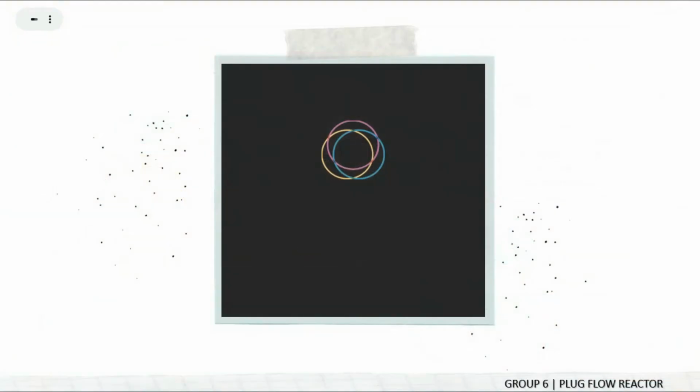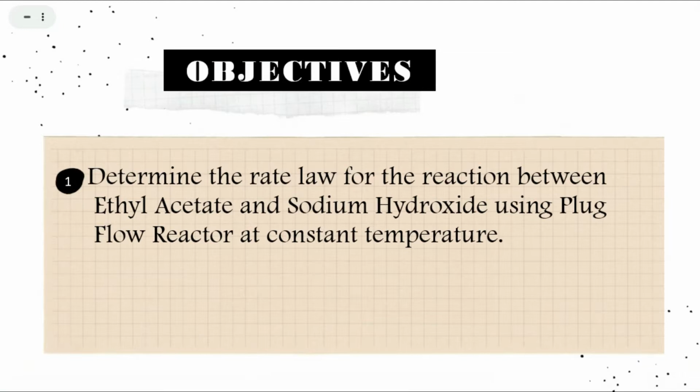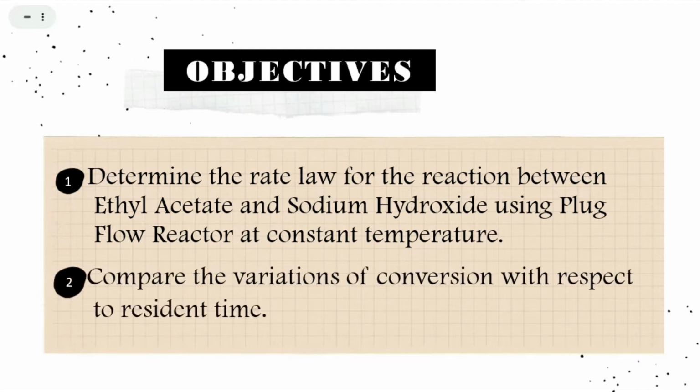Let's first see the objective of our experiment, as well as the short introduction to get a better idea. First objective, to determine the rate law for the reaction between ethyl acetate and sodium hydroxide using a plug flow reactor at constant temperature. Second, to compare the variations of conversion with respect to residence time.